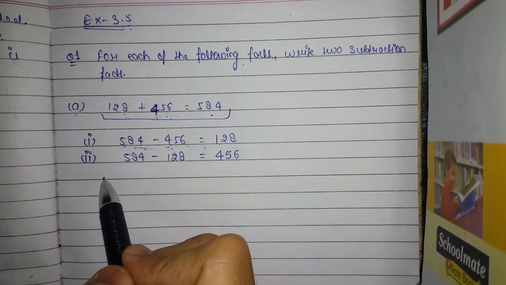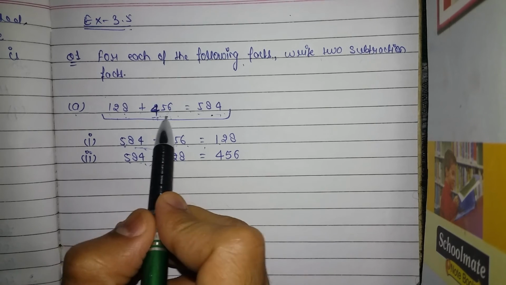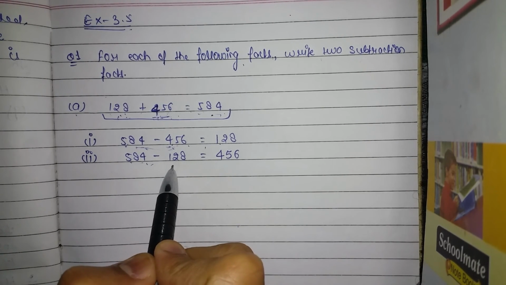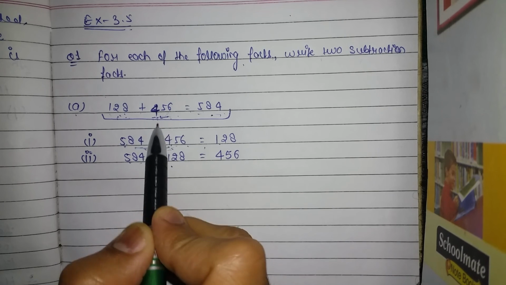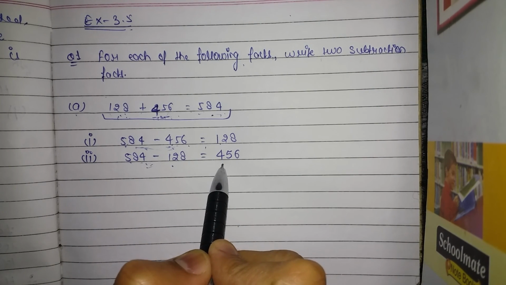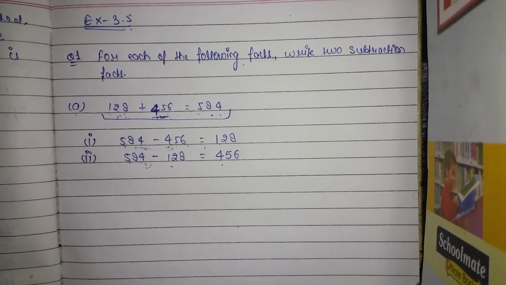For writing the second subtraction fact, from the sum 584, this time leave this number and subtract this number. So I am subtracting 128. Now again no need of doing the subtraction, simply write down the number which is left. So you are left with 456, therefore 456 is going to be your answer. Sorry, I said 446, but it is 456.